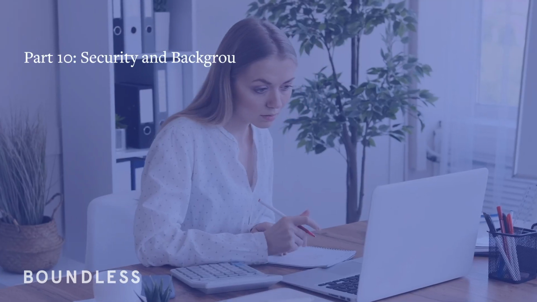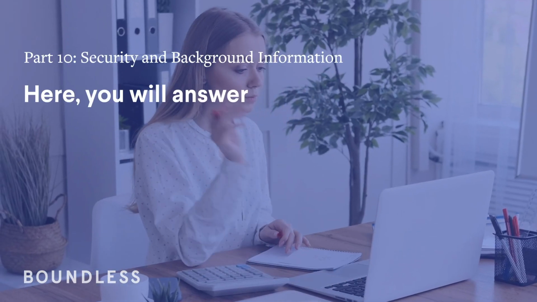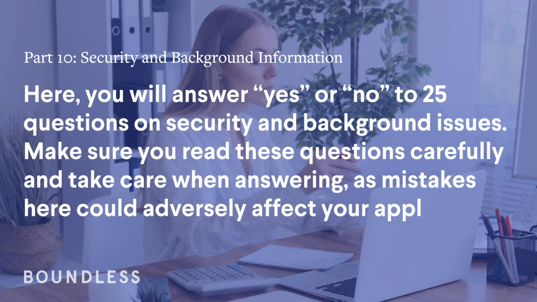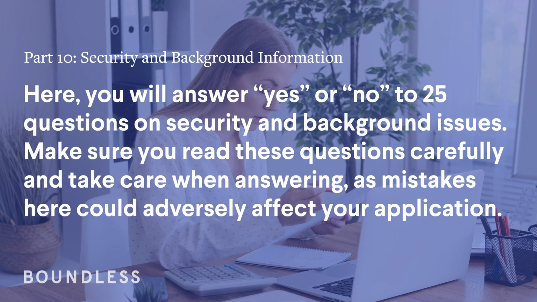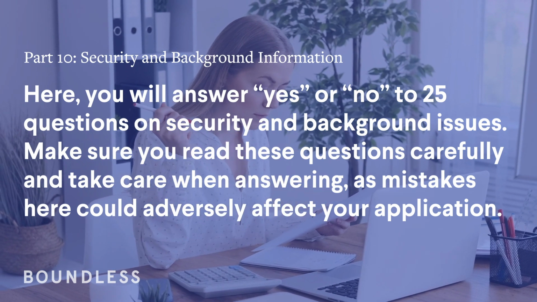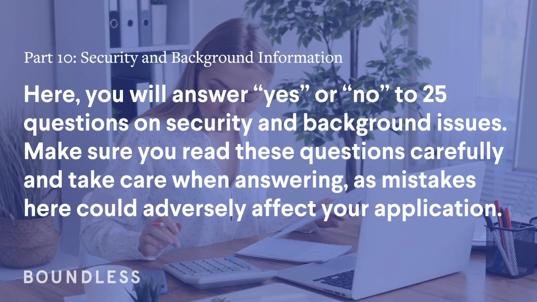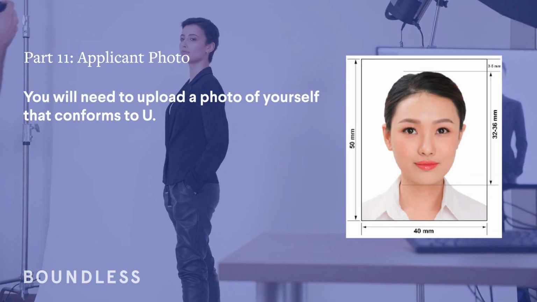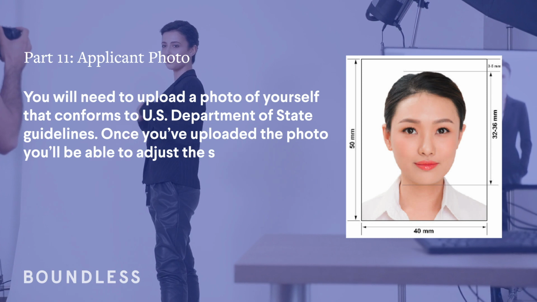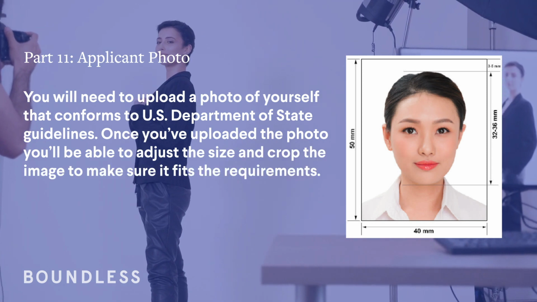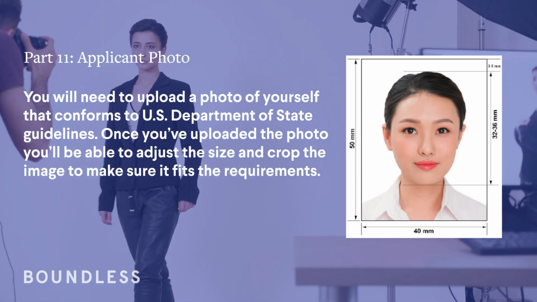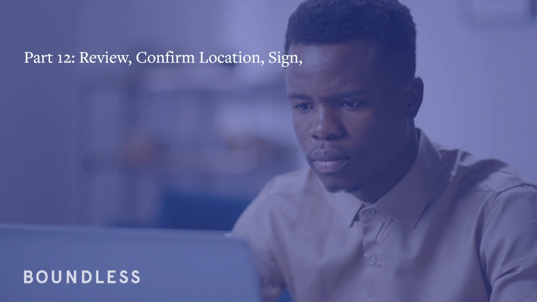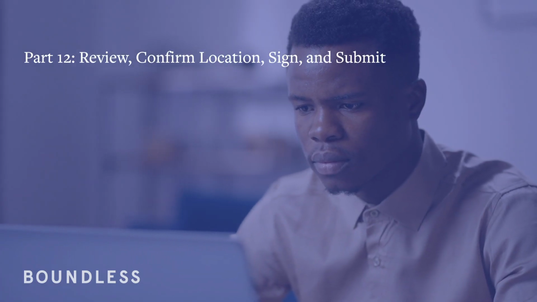Part 10. Security and background information. Here you will answer yes or no to 25 questions on security and background issues. Make sure you read these questions carefully and take care when answering, as mistakes here could adversely affect your application. Part 11. Applicant photo. You'll need to upload a photo of yourself that conforms to U.S. Department of State guidelines. Once you've uploaded the photo, you'll be able to adjust the size and crop the image to make sure it fits the requirements.